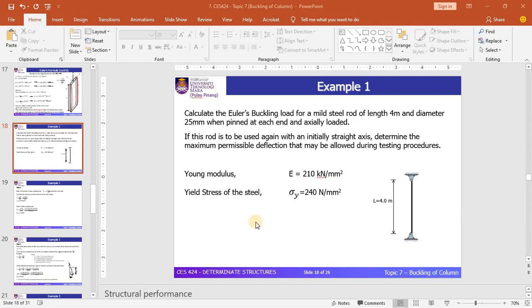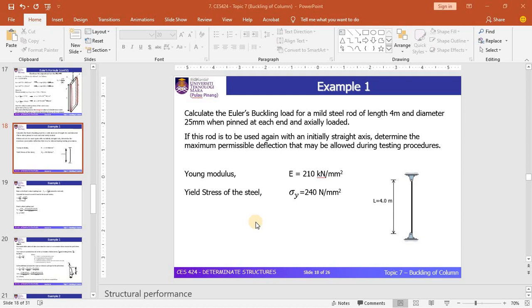Hello everyone. Okay, so in this session I'm going to continue our lecture on topic 7. In the previous class you were introduced to the equation of Euler's formula. In fact, we have seen how the second moment of inertia and the effective length of columns influence the critical buckling load.